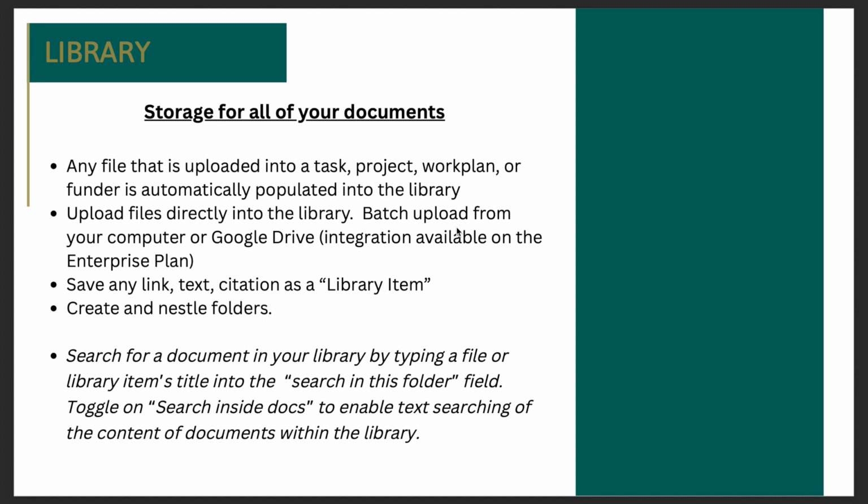Next is library. The library is your secure document hub. Anything you upload into a funder, task, or project is automatically stored here, so nothing gets lost. For example, if you need last year's 501c3 letter, you can search for it in the library. You can batch upload files, create nested folders, or use Google Drive integration on the enterprise plan. You can even save text snippets, citations, or URLs as library items so that everything you need while writing is right at your fingertips.